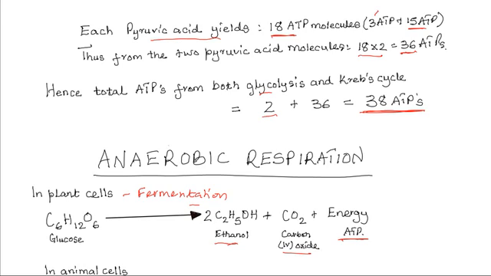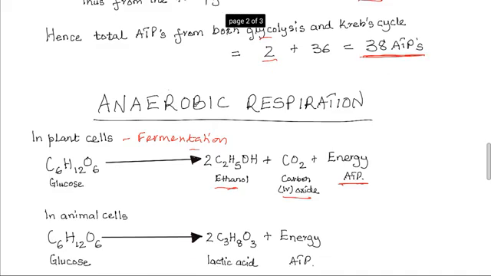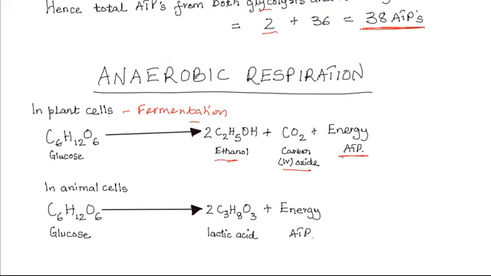Now, anaerobic respiration in animal cells, on the other hand, produces lactic acid and energy. And it takes place when tissues such as muscles respire anaerobically. That is, when the supply of oxygen is less than the demand, then there is anaerobic respiration taking place in animal cells, and lactic acid is one of the products.